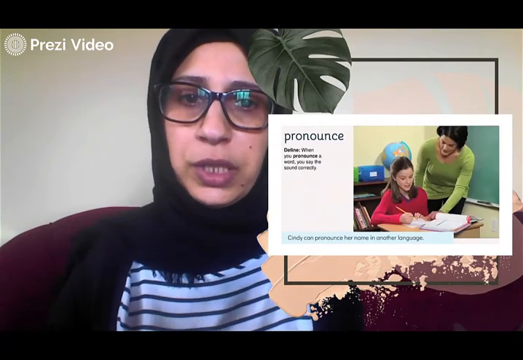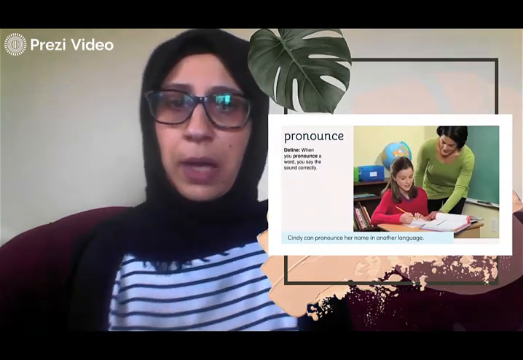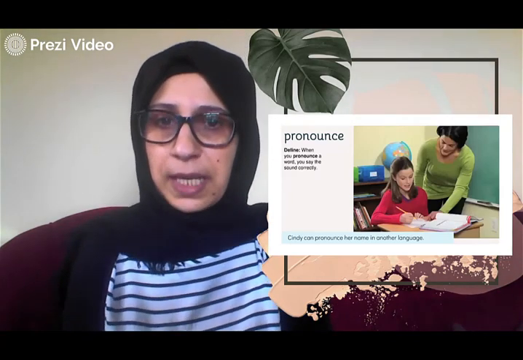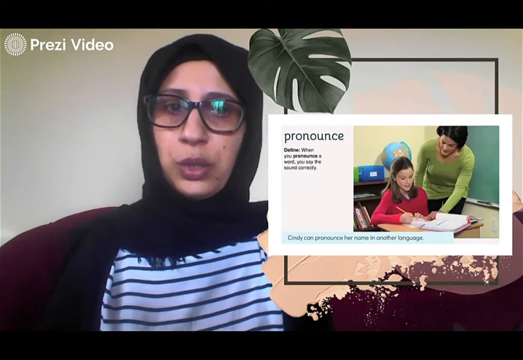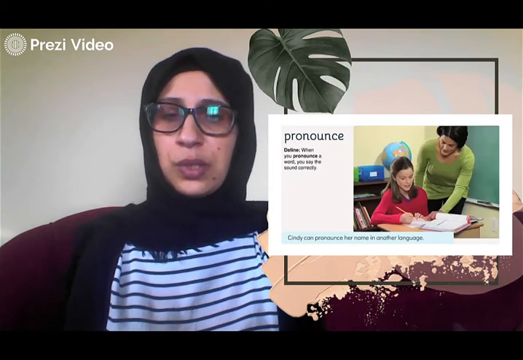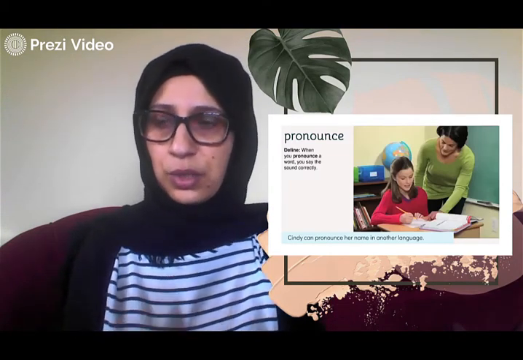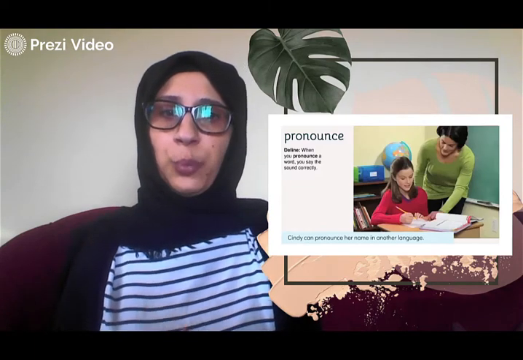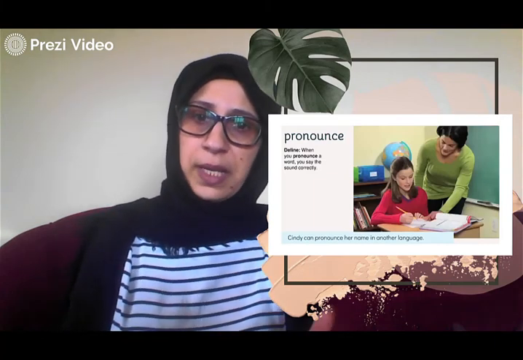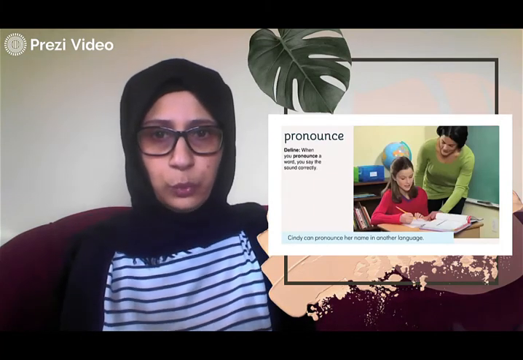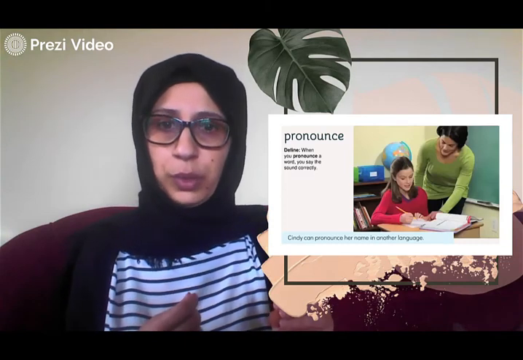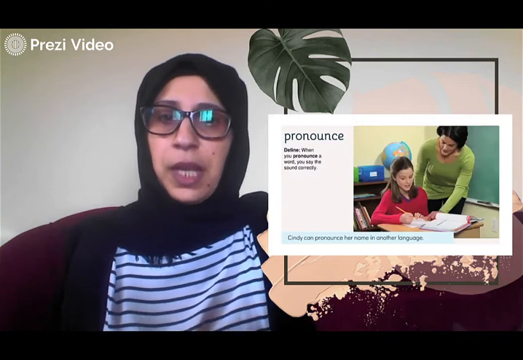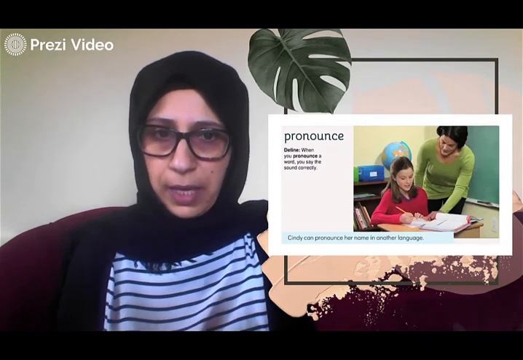Next, I have the word pronounce. Pronounce. When you pronounce a sound, you say the sound correctly. So to pronounce something, it means to say the sound of that word or of that letter correctly. Now, pronouncing differs from spelling. When you spell a word, you say the letters of that word. But when you pronounce, okay, you say the sound that that letter makes, or the sound of that word.